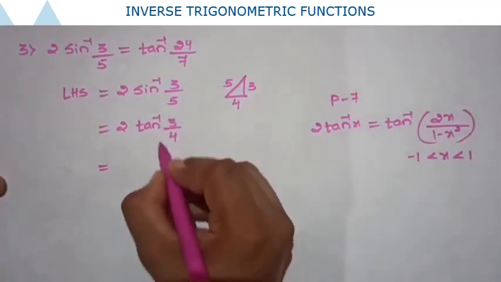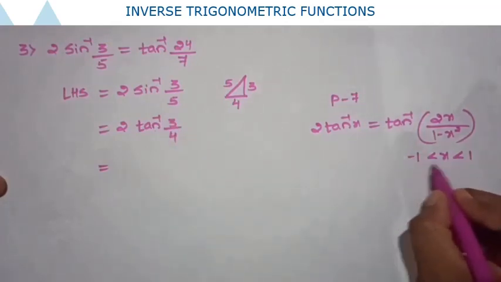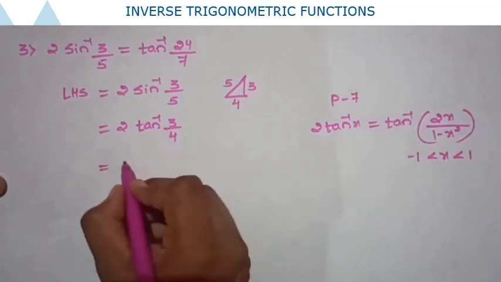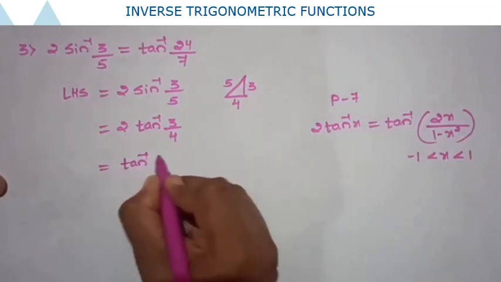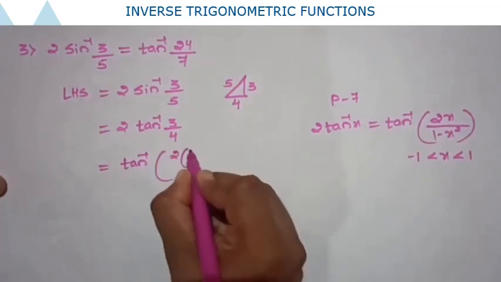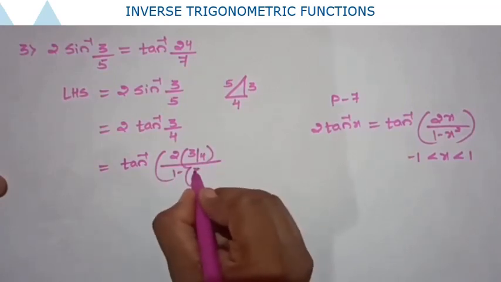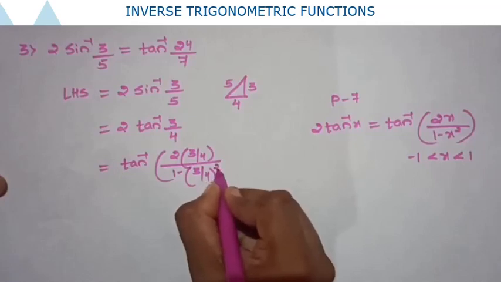Now think, 3 by 4 always lies from minus 1 to plus 1. So now we can use this formula here. Therefore 2 tan inverse x can be written as tan inverse of 2x divided by 1 minus x square. What is x here? 3 by 4. What is x square here? 3 by 4 whole square.